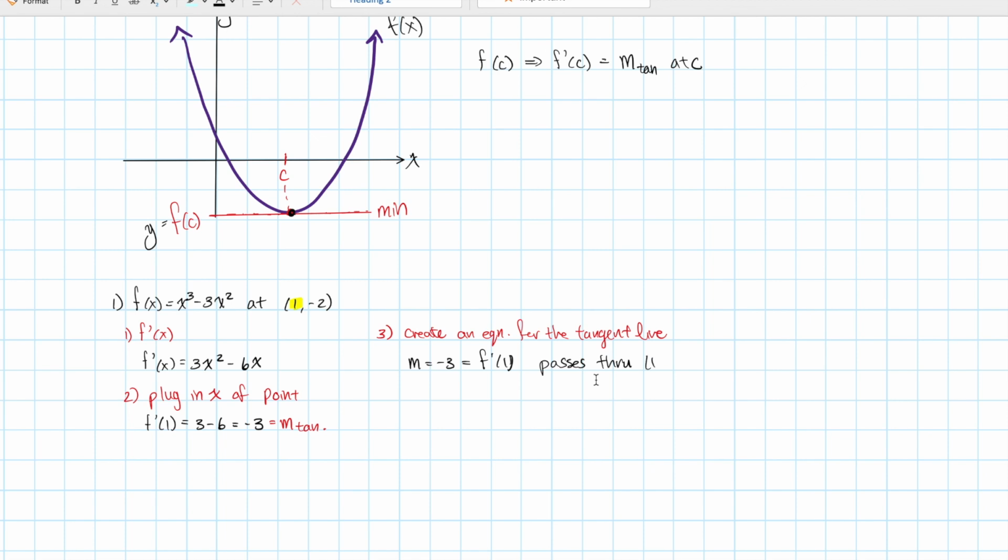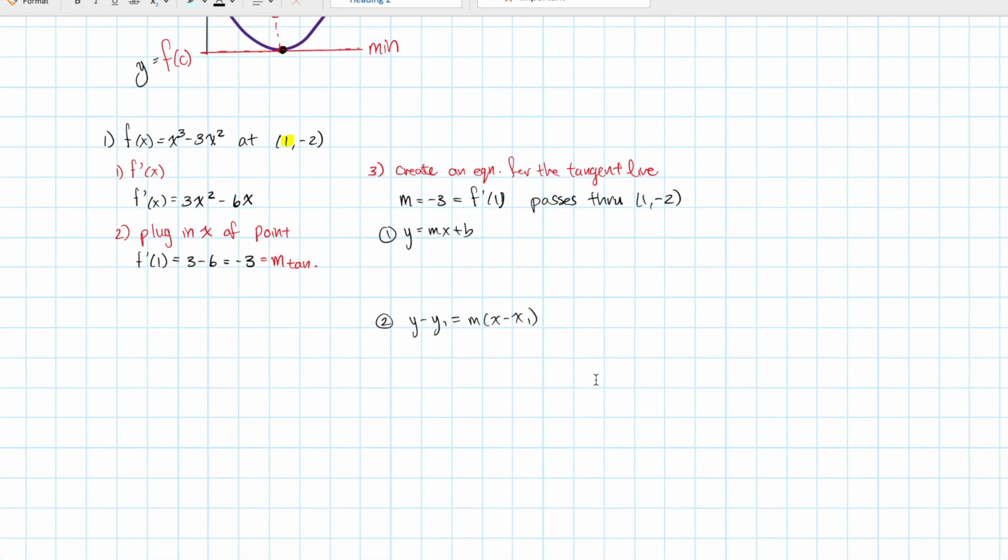So there's two ways you could do this. You could solve it using y = mx + b, which I'll show you how to do. Or a secondary way, you could do y minus y1 is equal to m times (x minus x1), right? So many people have different preferences. It does not really matter. Let's give both of them a go.